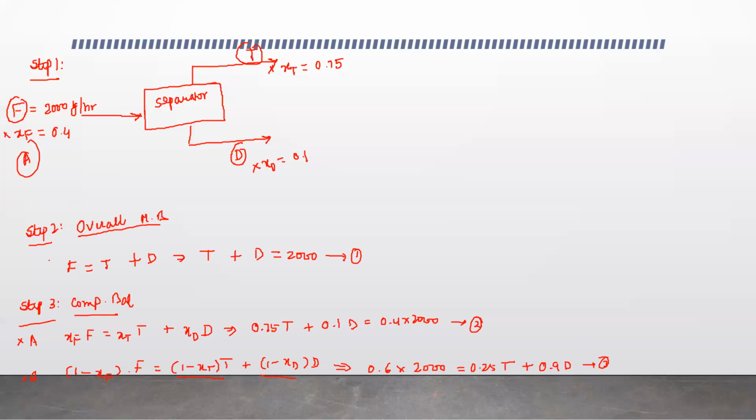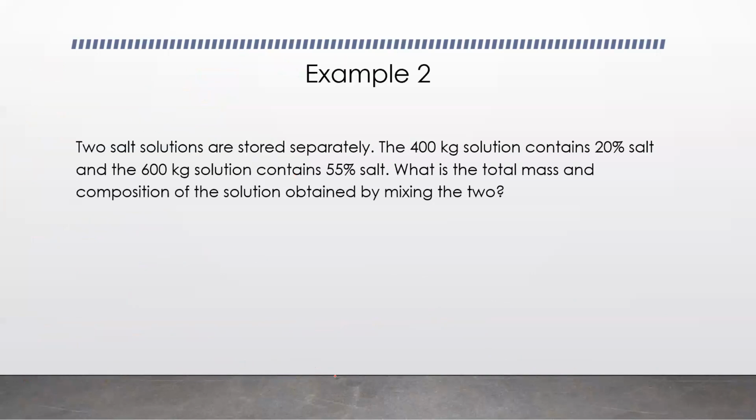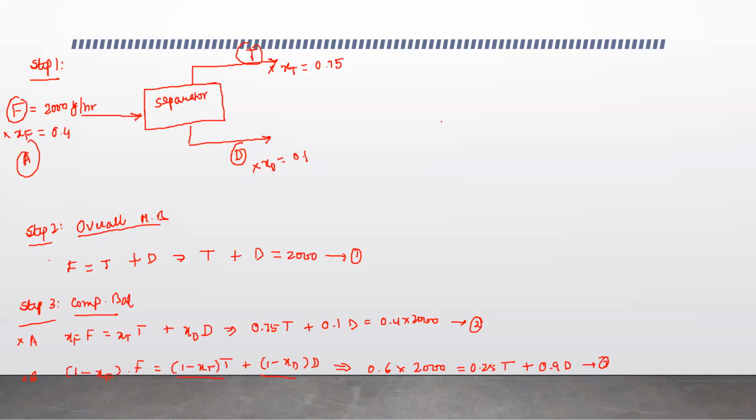Let's say if this feed F wouldn't have been known, then we could have solved these three equations altogether and got the result. But for now, since only two of them are unknown, we can use a combination of any of these three equations and solve this problem. Let's say we are using equation number 1 and equation number 2 to solve this particular problem.